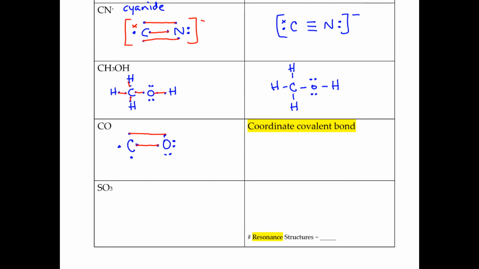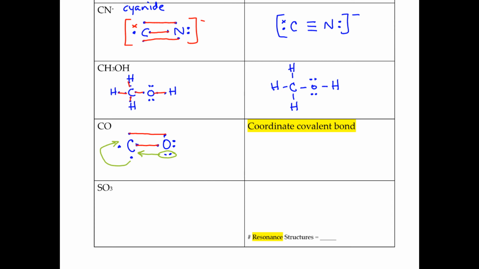So what we're going to do is called a coordinate covalent bond. A coordinate covalent bond is going to occur like this. This electron is going to move over somewhere else to pair up with that one. And then the O is going to donate this pair as the bond. Okay, so let's talk about that.